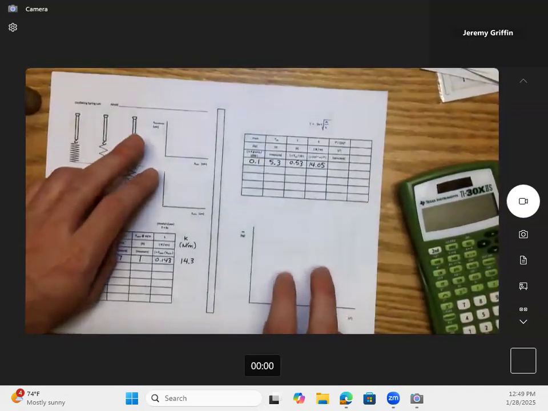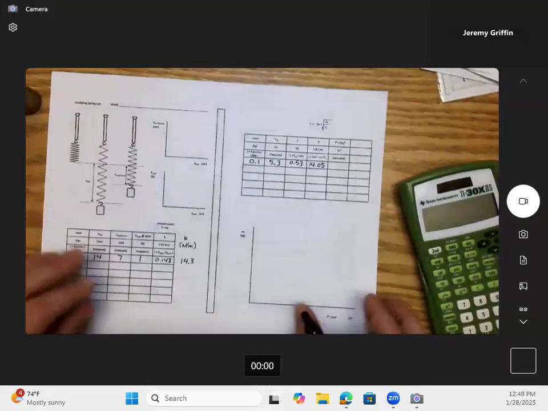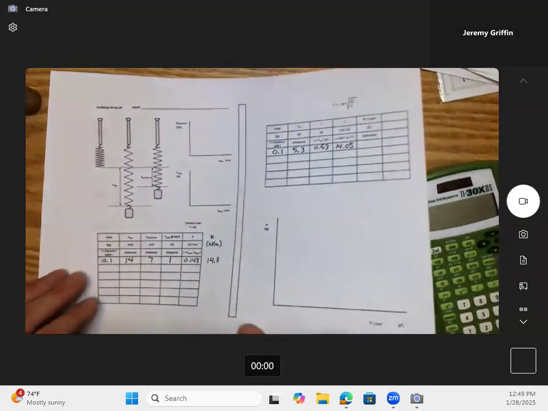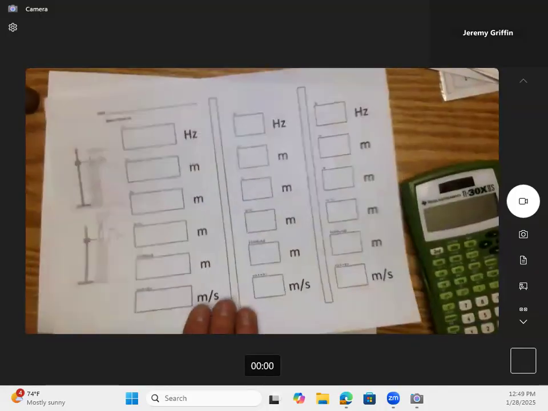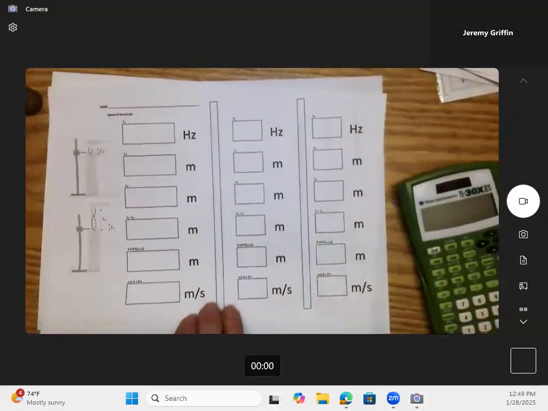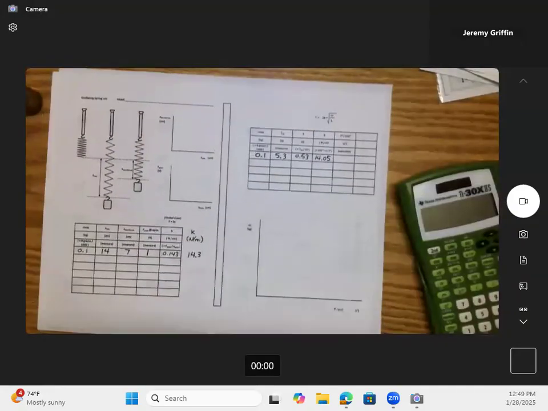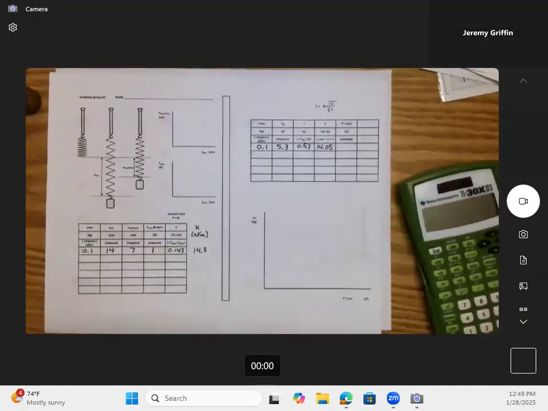If you keep a pretty good pace, I bet you can put the graphs together by the end of class. And then, guys, at the end of class today, hold on to this page, because on the flip side, there's a lab I want to do with you guys tomorrow, which involves calculating the speed of sound using a tuning fork.